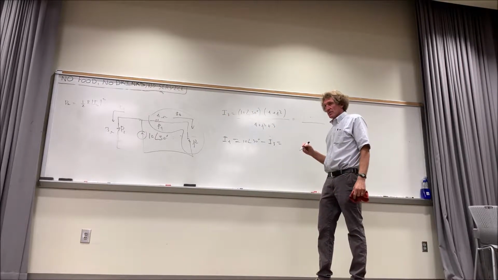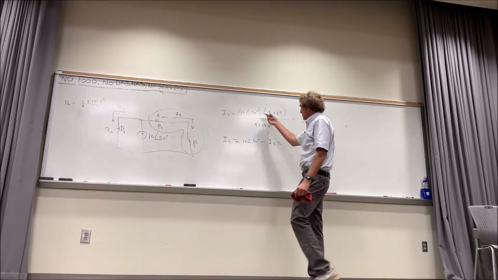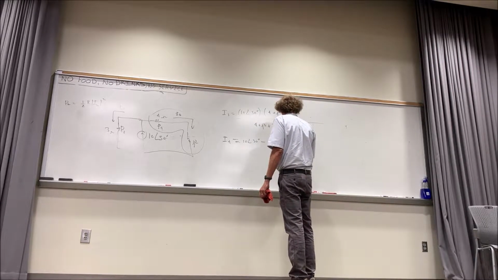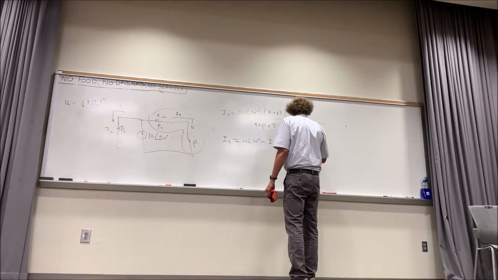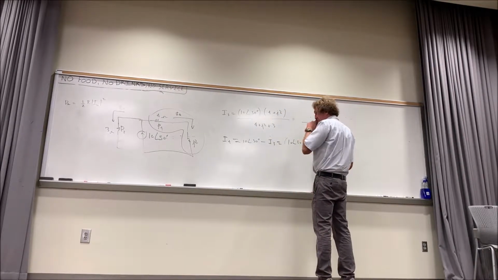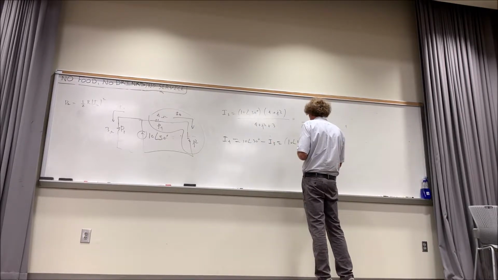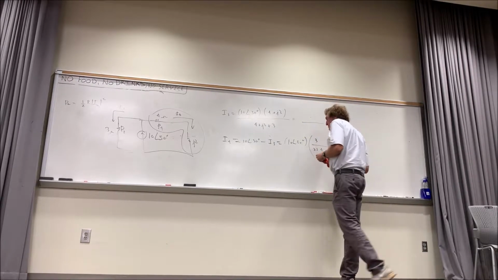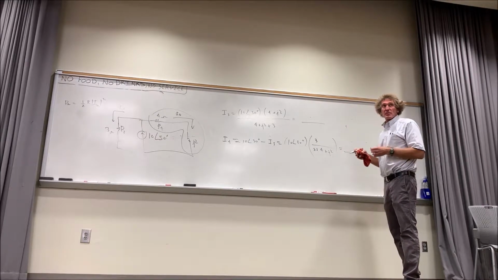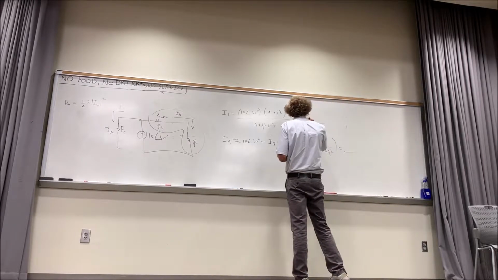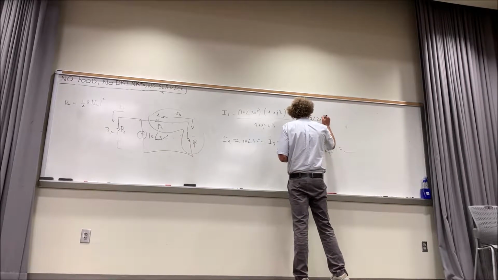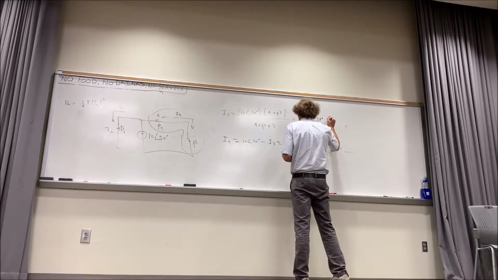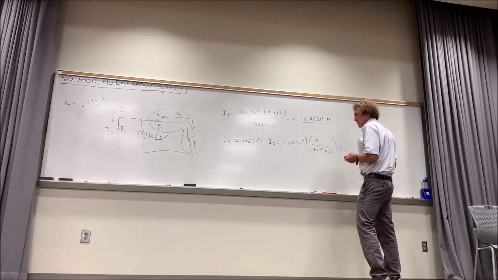Do you see what I'm doing here? Or I could just use current division again: I4 equals 10 at an angle of 30 degrees times the opposite, which is 3, over the sum 3 plus 4 plus j2. Either one gets me the result. What do you get for the I3 value, class? I get 5.7 at angle 28 degrees. And for I4?